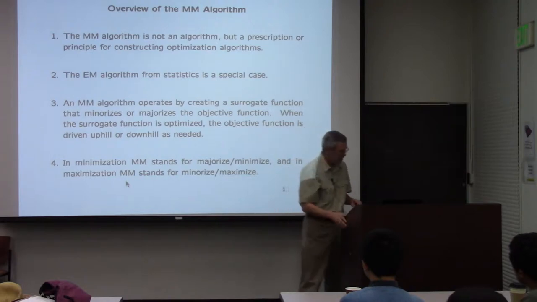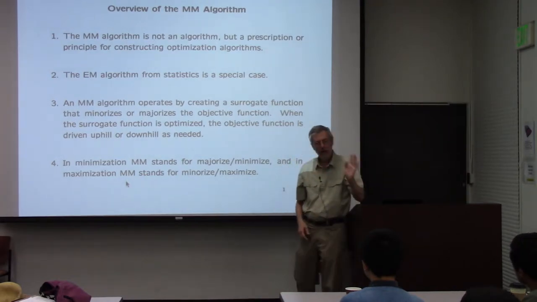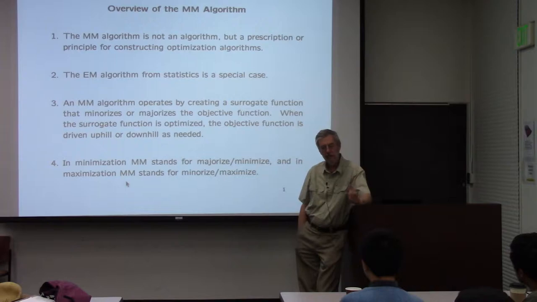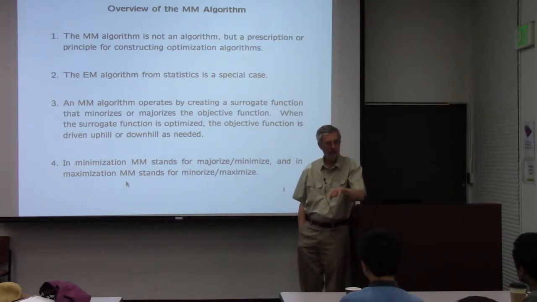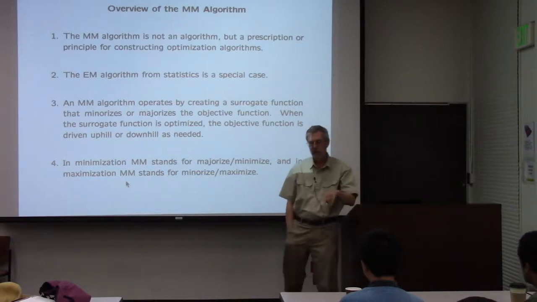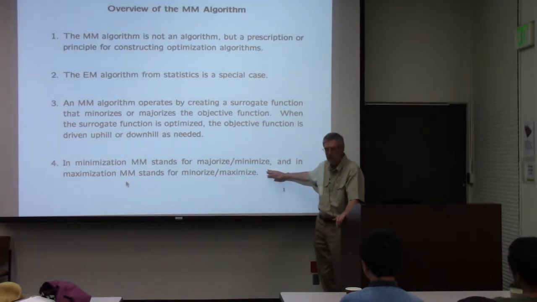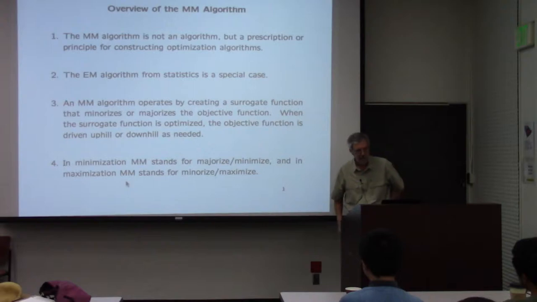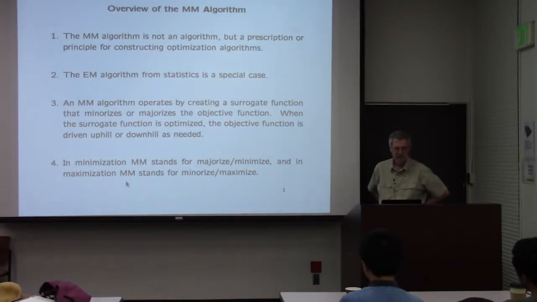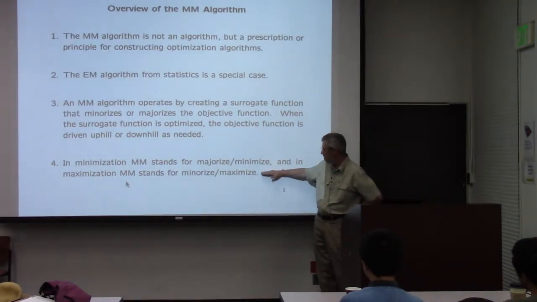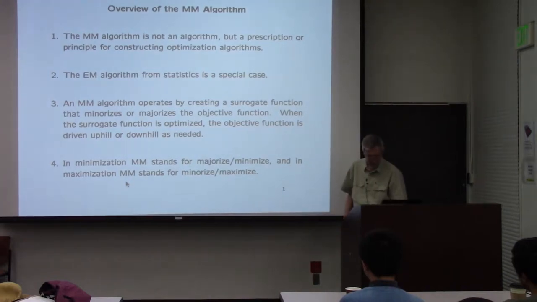So the MM principle says we'll operate on the surrogate function, and when we maximize it or minimize it, there's two varieties here, we will drive the objective function in the right direction, either uphill or downhill, depending on whether we are maximizing or minimizing. So MM stands for, it's an acronym for either majorize, minimize, or minorize, maximize. The first case for minimization, the second case for maximization.